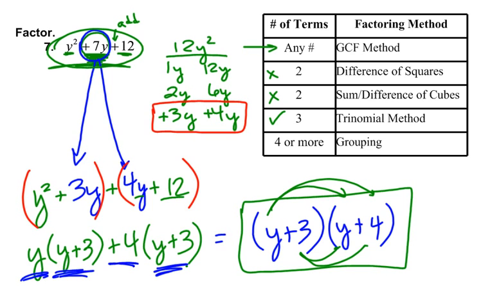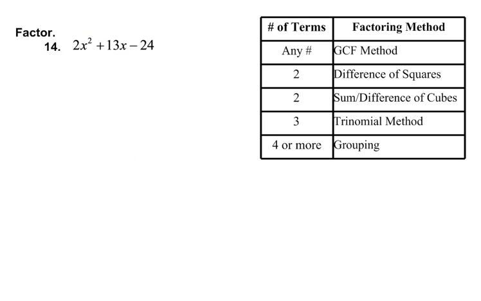Okay, moving along, we're now going to move on to number 14. And hopefully by this point you're noticing how many terms there are, and you're already checking for a GCF. We would check to see if there are any numbers that are going to divide into all three numbers, 2, 13, and 24. Are there any variables that are with all three terms? We don't have one, so we do not have a GCF at this time.